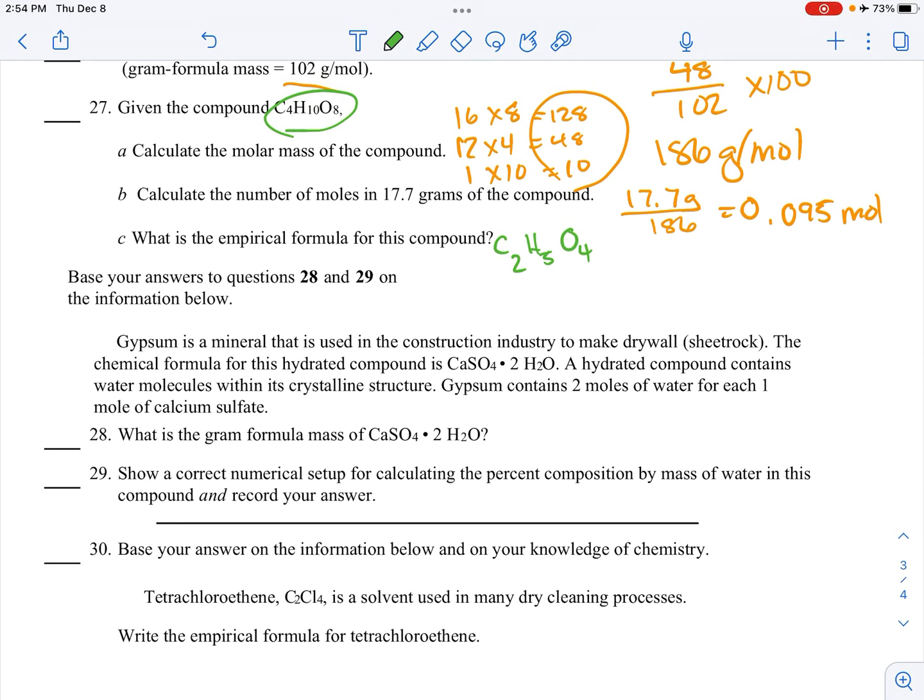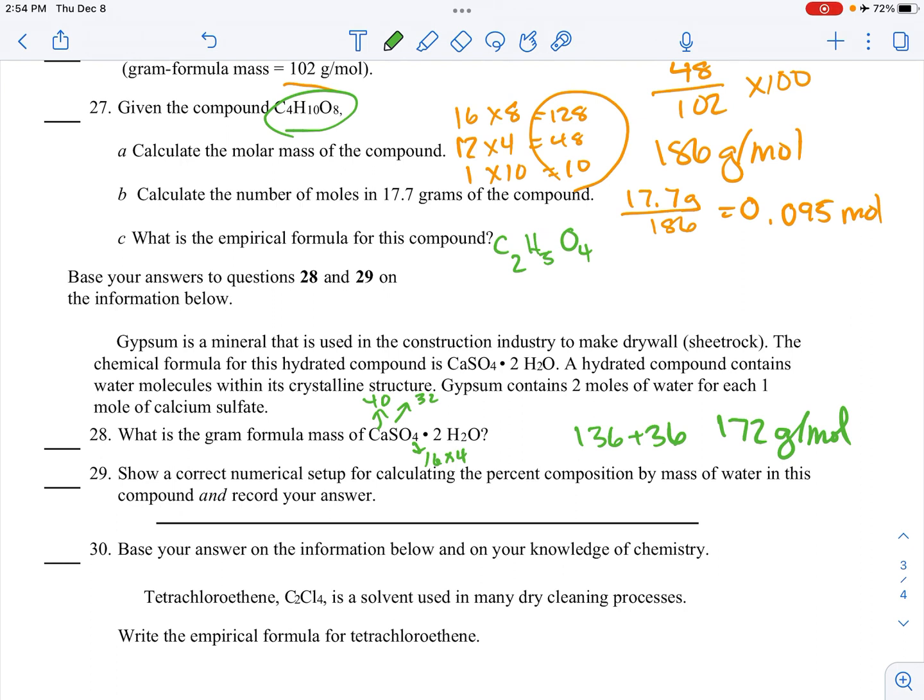Of course, what is the GFM of that? So, okay, 40, and I just know these off the top of my head. You obviously should probably look them up. So 40 plus 32 plus 16 times 4, which is 64, gives 136. And then water is 18. There are 2 of them, so that's 36. So 172, and the units are grams per mole.